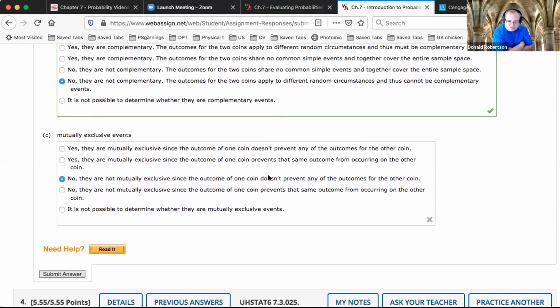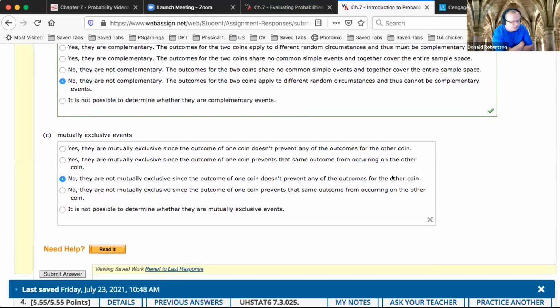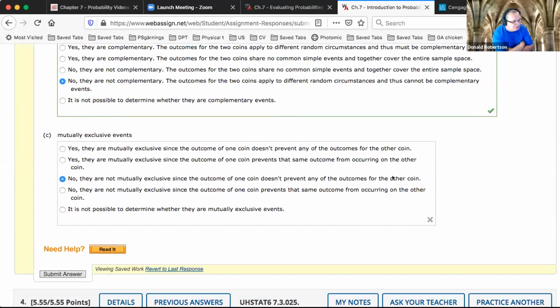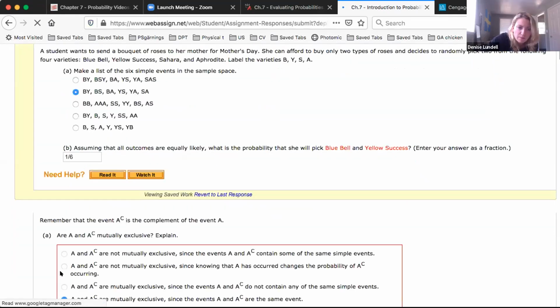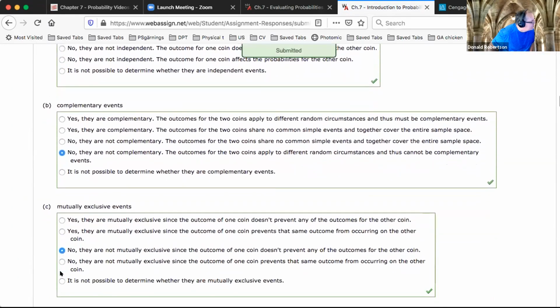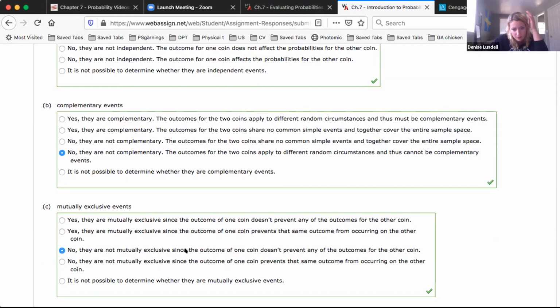So the outcome of one coin doesn't prevent any of the outcomes for the other coin. That is a ridiculously stupid definition. But that's the one they're using. Have you run out of tries? I don't think so. I have one more, I think. Okay, so the one you're going to put in there is going to be that one then. And make sure it's the correct dot. It's the third one, the middle one, right? So they're not mutually exclusive since the outcome of one coin doesn't prevent any of the outcomes from the other one. And that doesn't make sense.